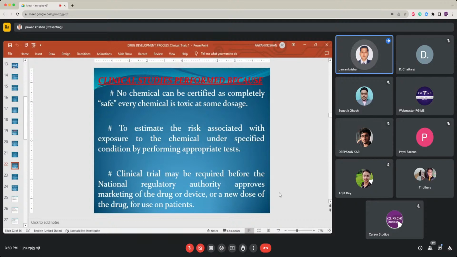A clinical trial may be required before the national regulatory authority approves the marketing of a new drug or device. Even devices are classified as drugs. Devices means medical devices we are talking about: medical devices or a new dose or drug that is used on patients.